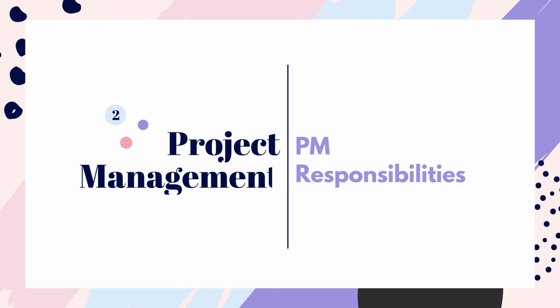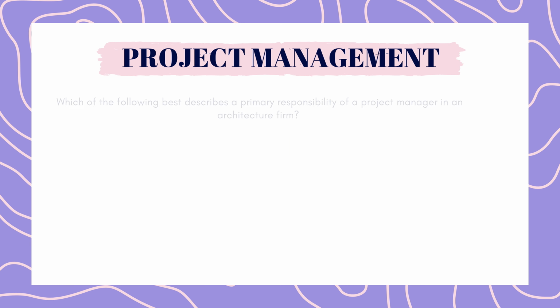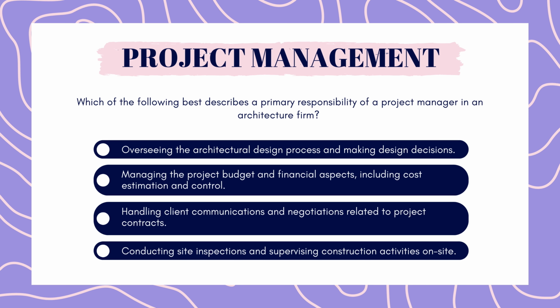Next up is project management. Which of the following best describes a primary responsibility of a project manager in an architecture firm? Overseeing the architectural design process and making design decisions, managing the project budget and financial aspects including cost estimation and control, handling client communications and negotiations related to project contracts, or conducting site inspections and supervising construction activities on site.